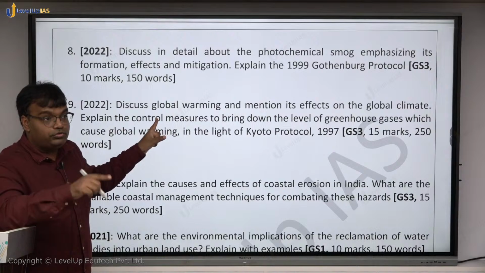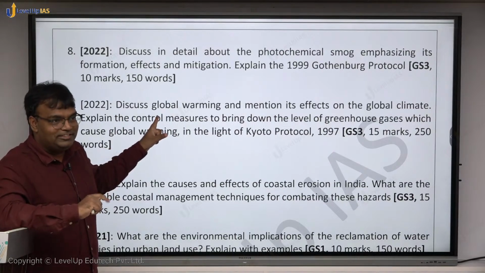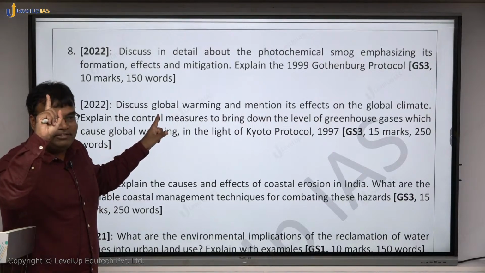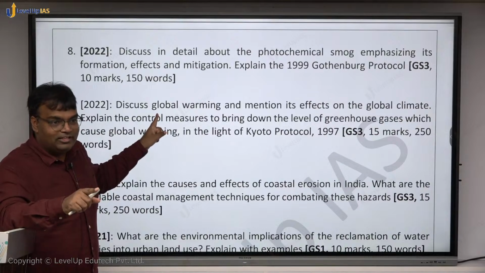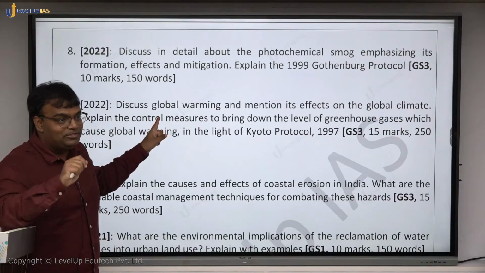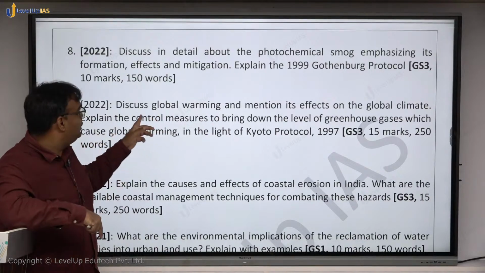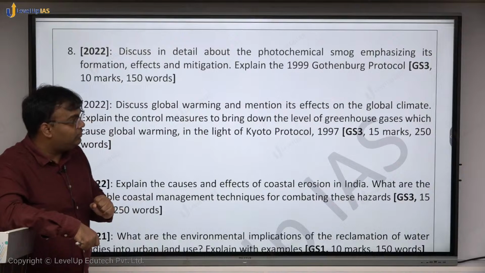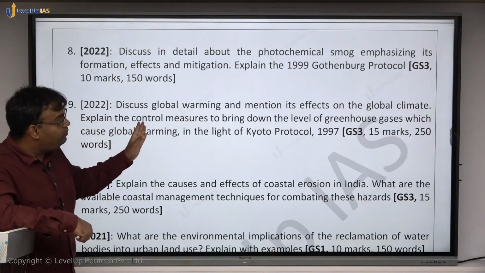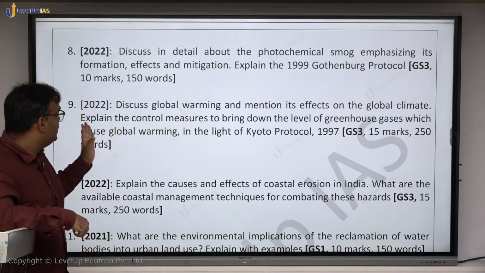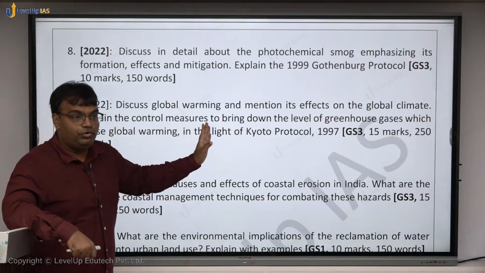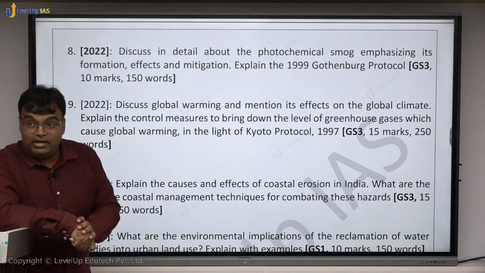You saw that in 2023 they asked 2 questions on climate change. One was climate change impact on tropical countries. The other was, if sea level rise takes place, what happens to the Indian Ocean region. Then they are again asking a question on climate change: discuss global warming and mention its effect on global climate. Explain the control measures to bring down the level of greenhouse gases which cause global warming in light of the Kyoto Protocol. They asked about the Kyoto Protocol.